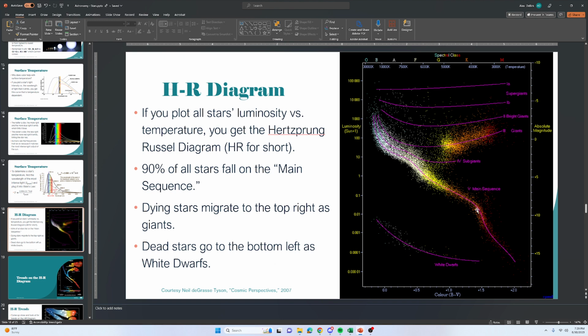And in general, what happens is a star forms, it lives its life, and then as it dies, it starts to migrate up this path up into the giant stage. And then it either dies there and drops down to be a white dwarf, or it becomes a supernova and just obliterates itself. Or maybe leaving a neutron star or a black hole.